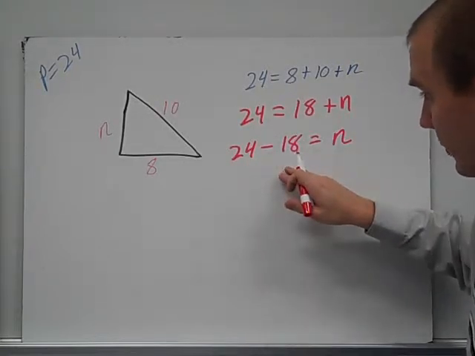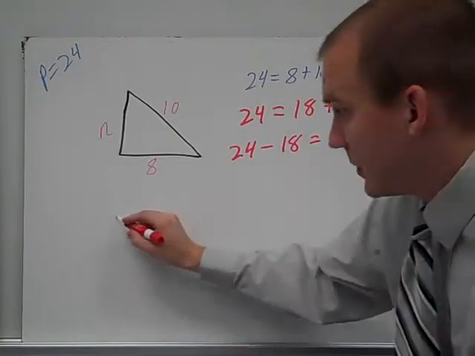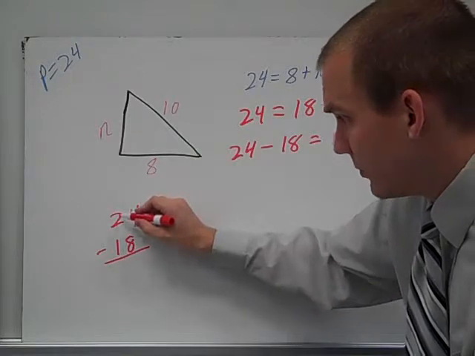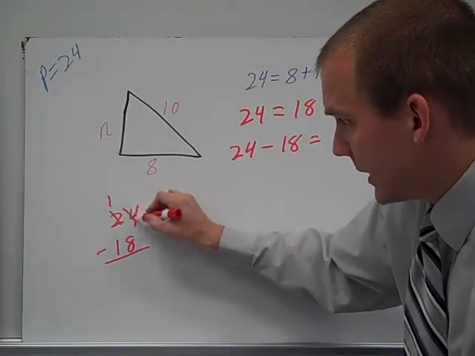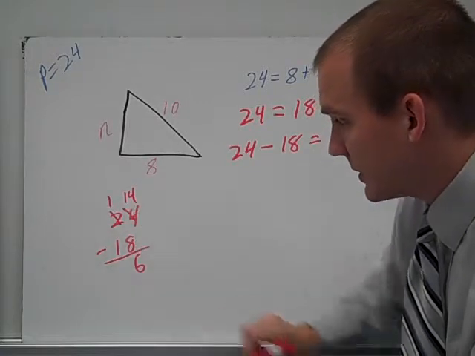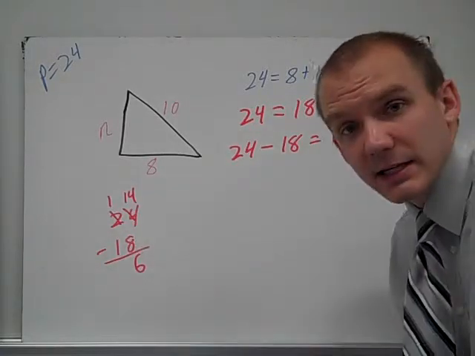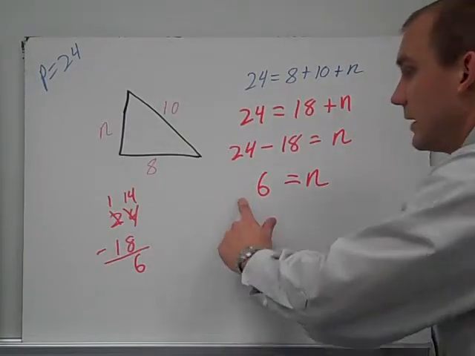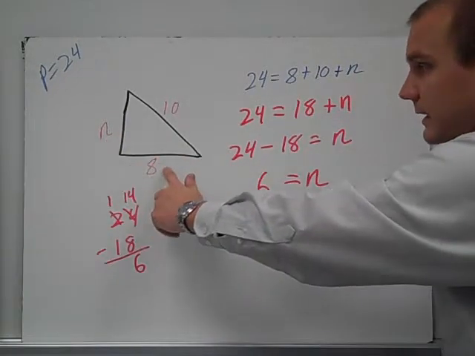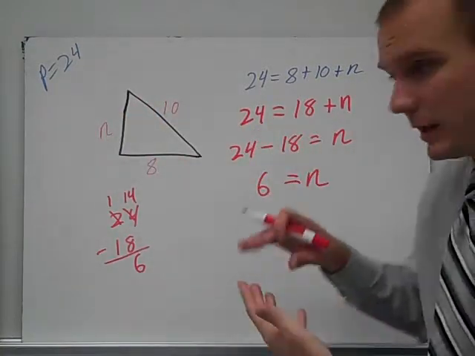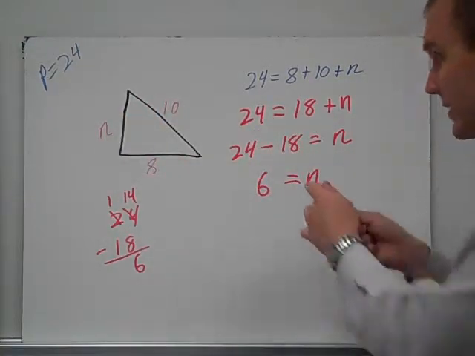Alright, 24 minus 18. I know that in my head, but if you didn't, you could just set it up like this. Regroup. Borrow a 10. You now have 14 minus 8. 14 minus 8 is 6. 1 minus 1 is 0. 24 minus 18 is 6. 6 equals N. And I know that over here this would be 6. And then again, 8 plus 10 plus 6 should equal 24. You get back to your original perimeter.